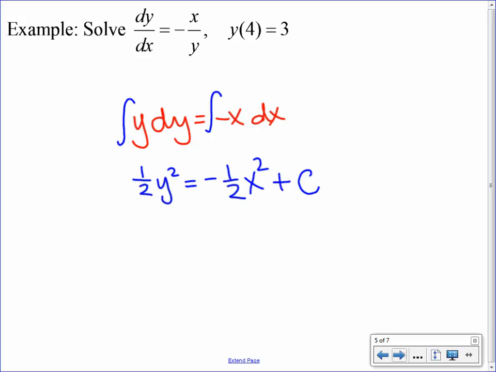Right? Now we want to solve for y, correct? So what can we do? Multiply by 2. So we have y squared equals negative x squared plus, just write it as c. A constant times a constant is still a constant. Okay? Now what?